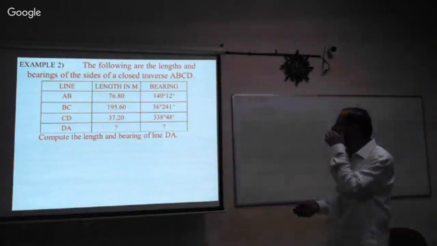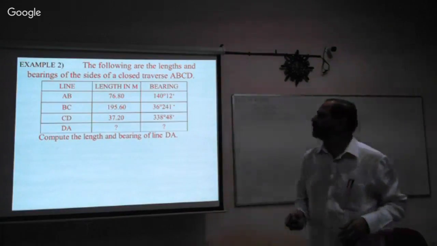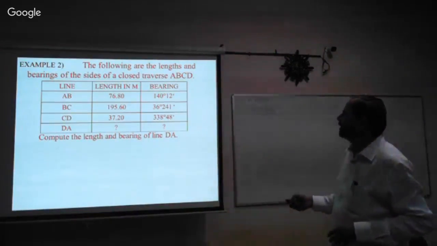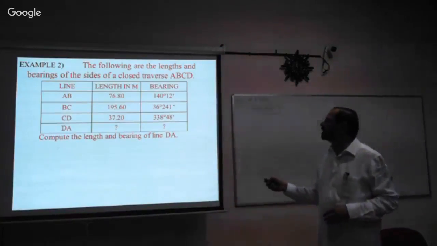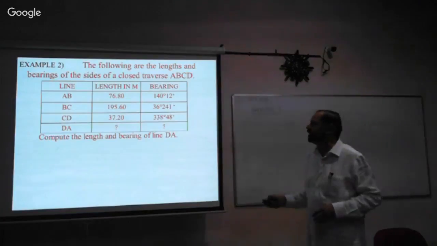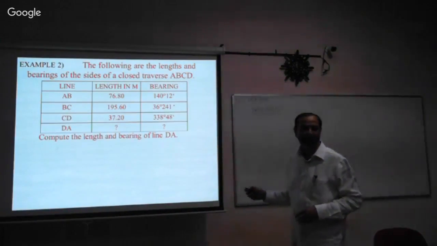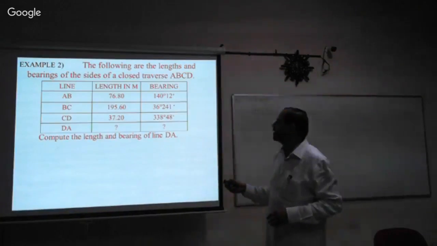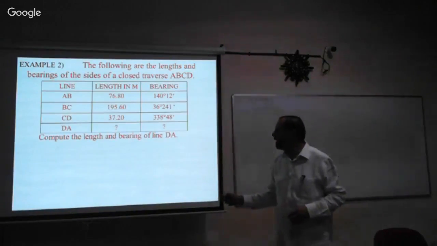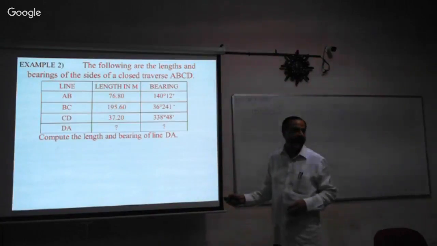Let us consider another problem. The following are the lengths and bearings of the sides of a closed traverse ABCD. The line AB, line BC, line CD, and line DA.